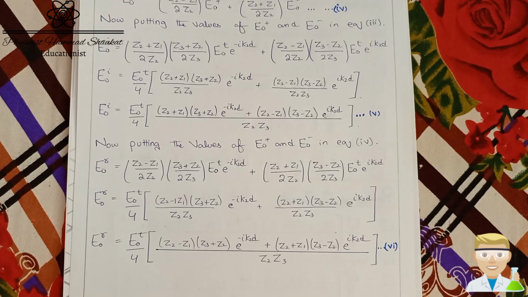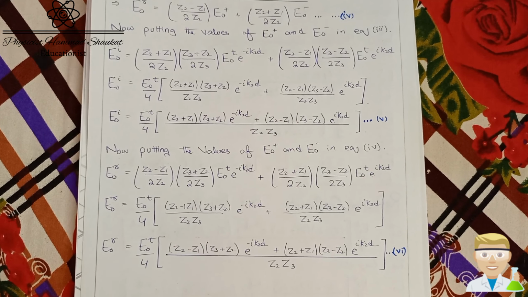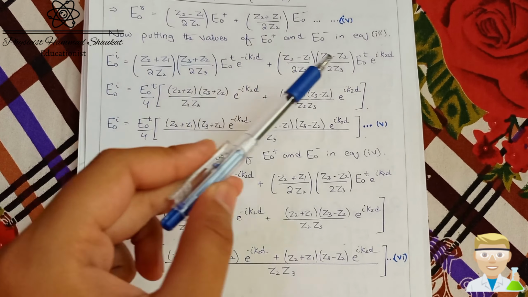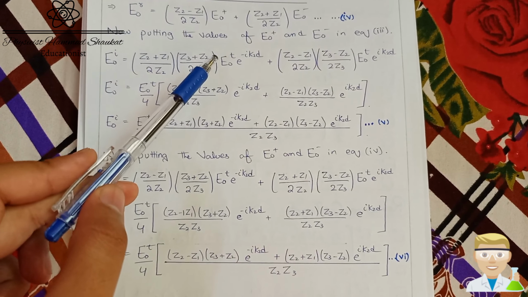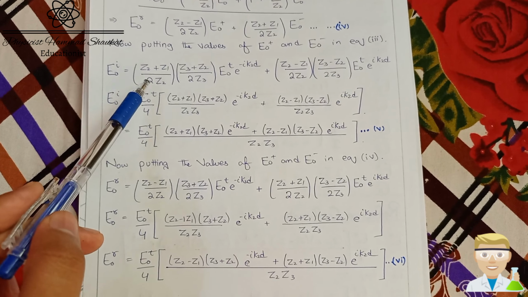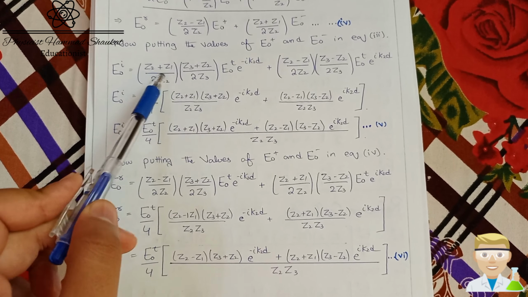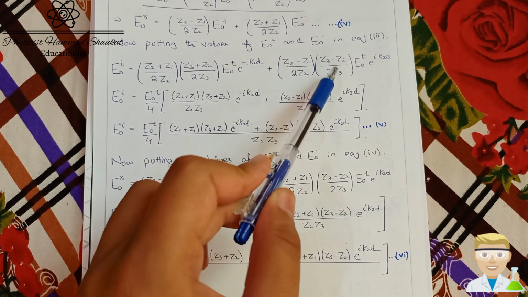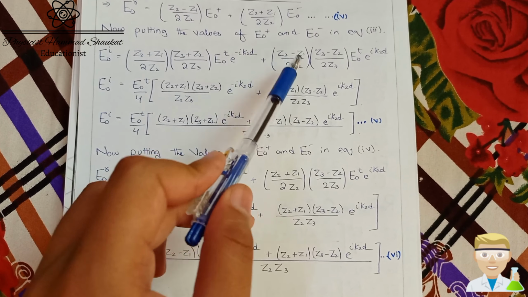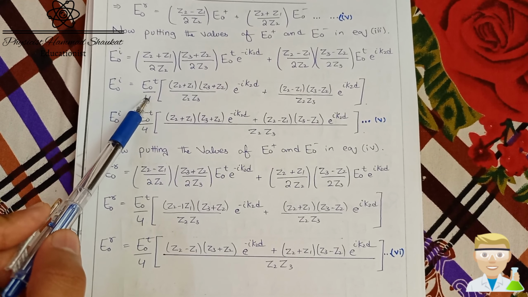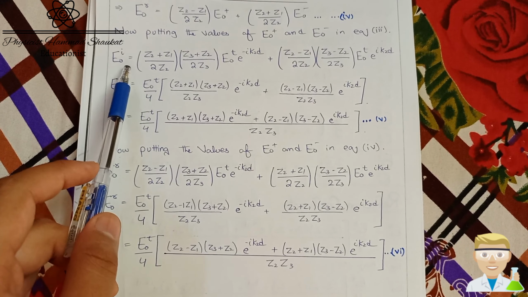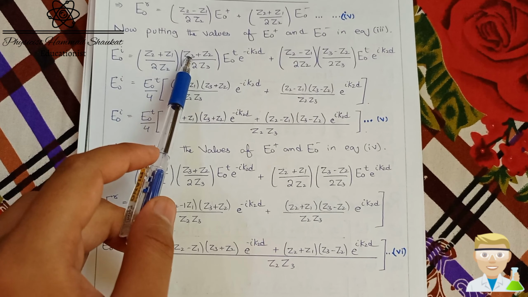Okay, now what you have to do, see here, e naught t is common in both of these. Just take e naught t common, and there is 2 here, meaning 4 in the denominator. Here also 2 multiplied by 2. In the denominator again there is 4, so 4 is also common from the denominator. So you will only be left with z2 plus z1 multiplied by z3 plus z2.